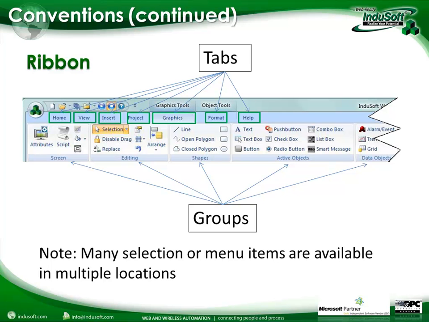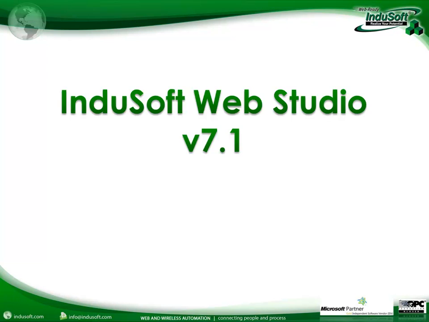Note that many selection or menu items that are in the various groups are also available in other locations in the Project Explorer or elsewhere in the program. So it's not wrong or right to use one over the other. They're just conveniently located to make them easier for you to find.